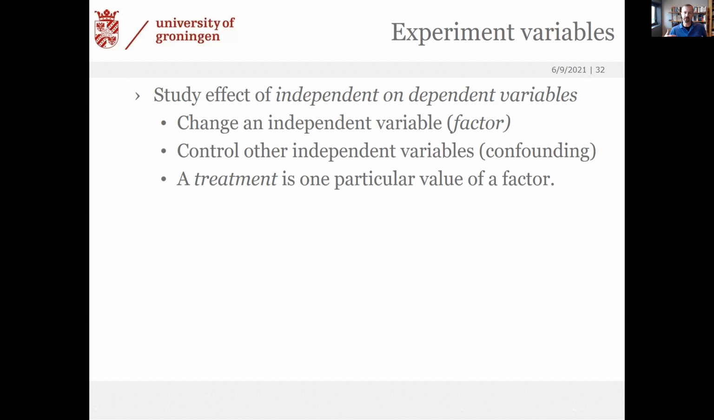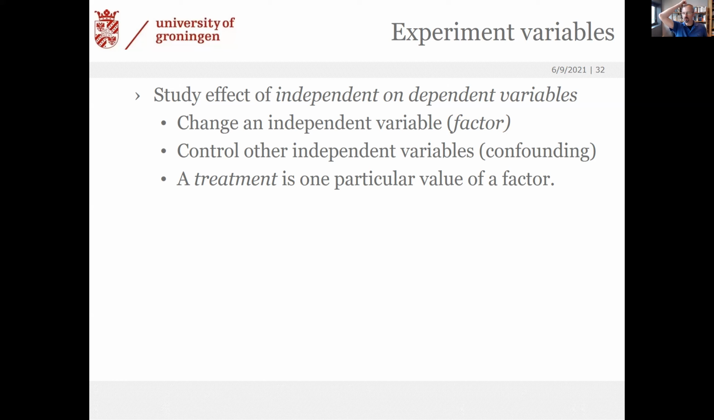In an experiment, we're interested in whether there is a cause and effect between the independent and the dependent variables. So if we change the independent variable, does that also cause a change in the dependent variables? The independent variables we call factors. We try to control all of the other independent variables. These are called confounding factors.